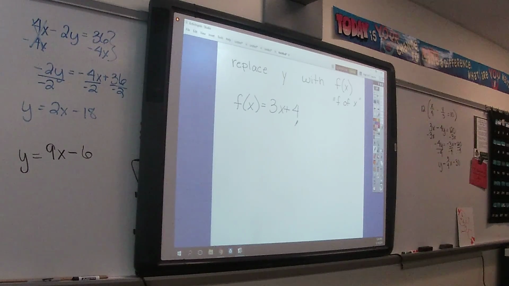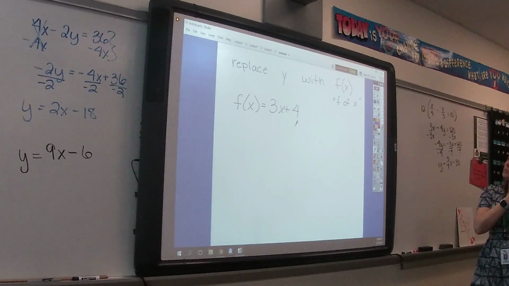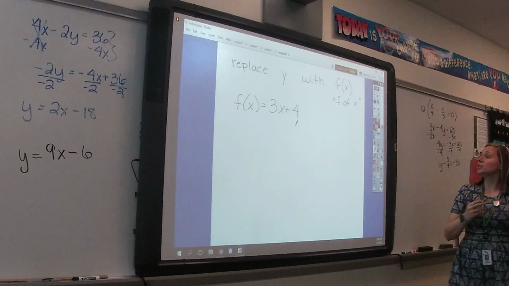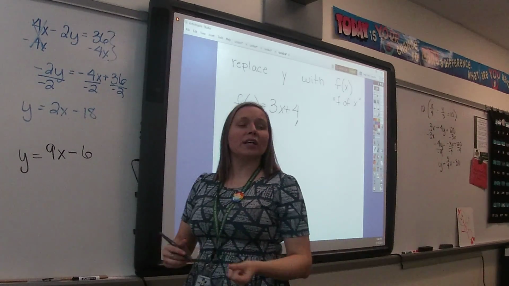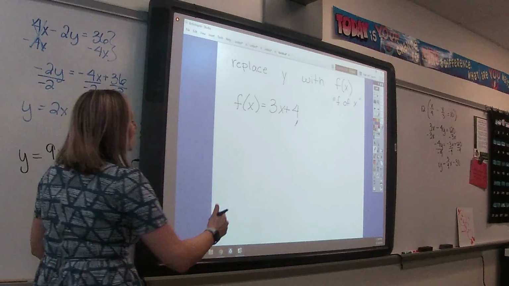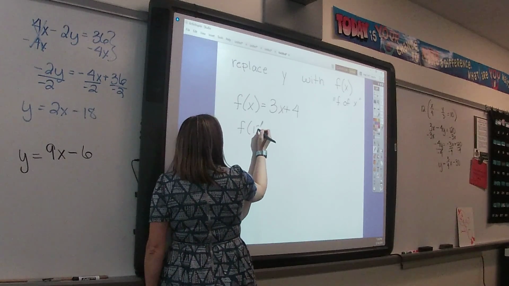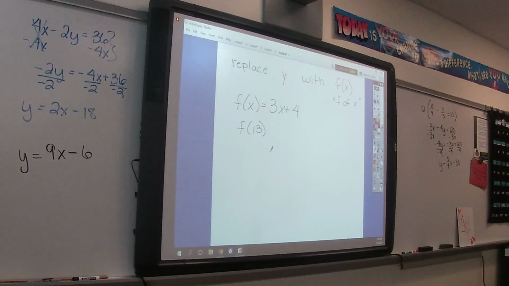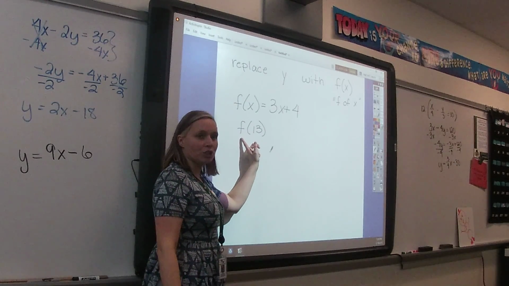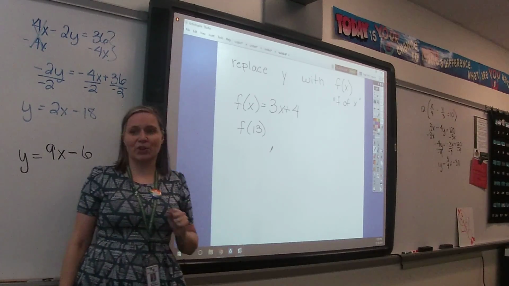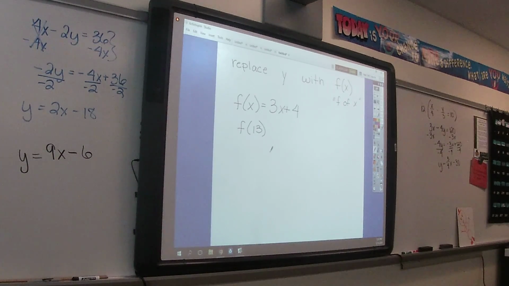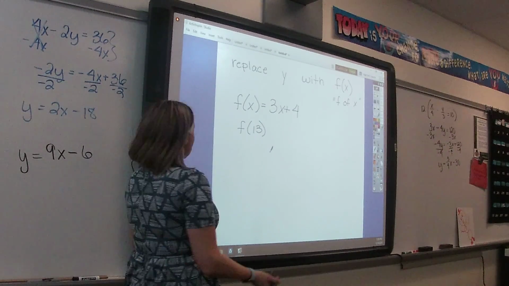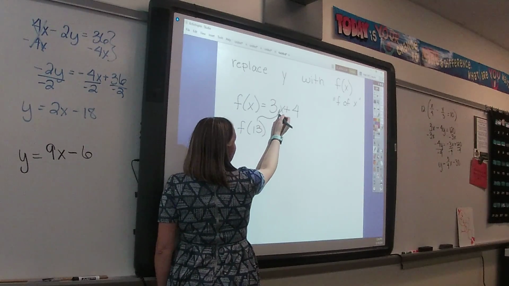Okay, so now when we want to find something, Evan, what's your favorite number? 13. Now we're not going to be looking for x equals 13. We are going to say we want to find f of 13. This says evaluate the f function when x is 13. Okay, evaluate it for x equaling 13. We're going to do the same process, so I'm still going to take this 13 and plug it in for x.